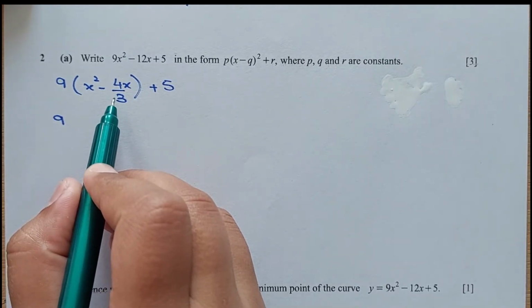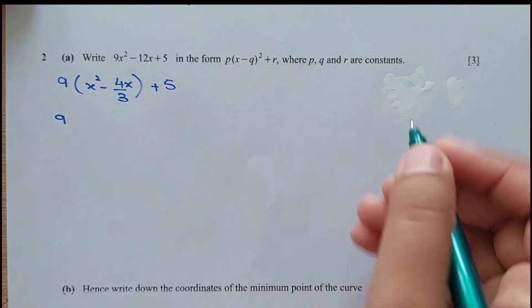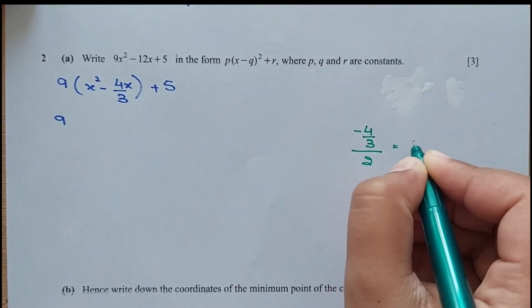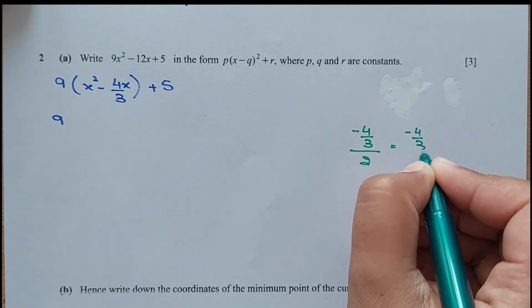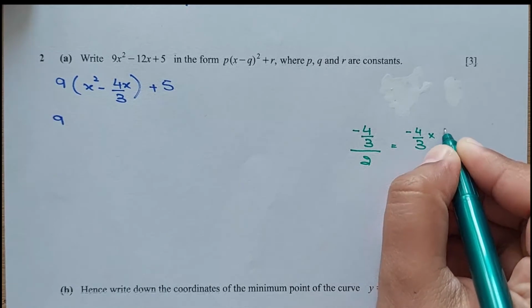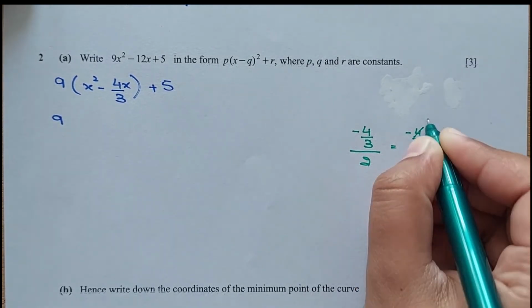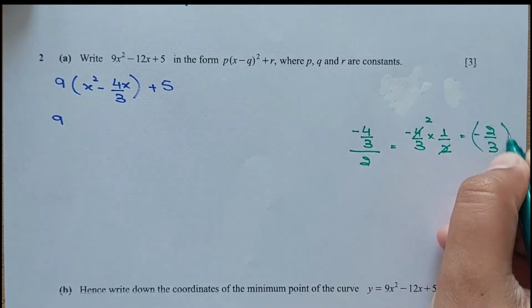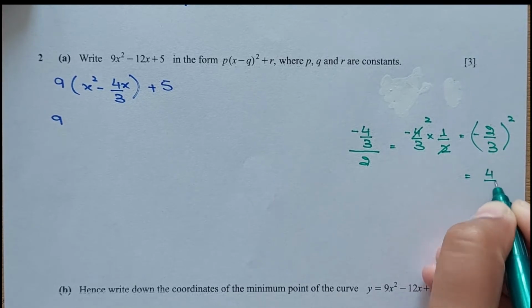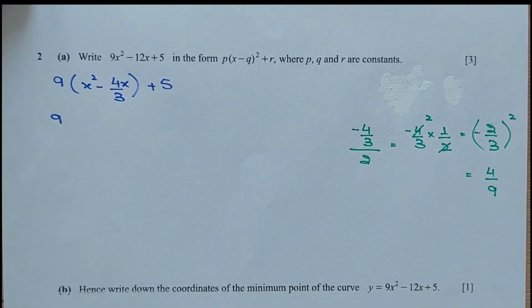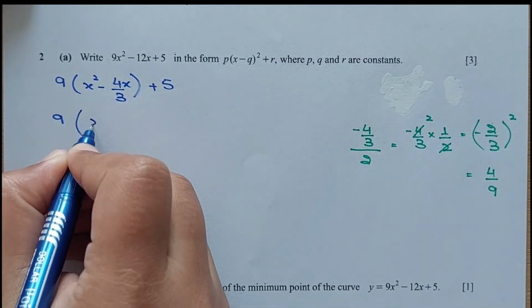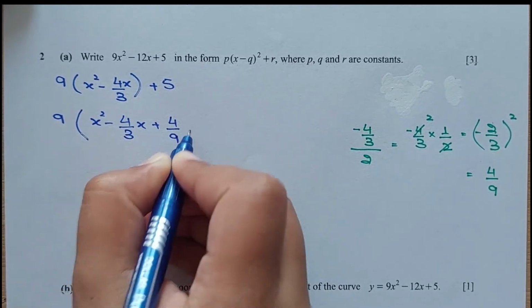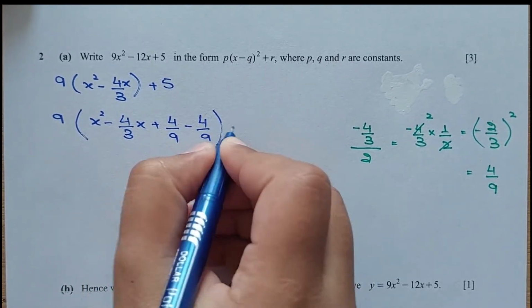In the next step we have to pick the coefficient of x, that is minus 4 divided by 3, and divide it by 2. So this is minus 4 by 3 times 1 by 2, the reciprocal. 2 times 1 is 2, 2 times 3 is 6, hence minus 2 by 3. Now taking its square, it equals 4 by 9. So add 4 by 9 and subtract 4 by 9 inside the bracket: x square minus 4 by 3x, adding 4 by 9 and subtracting 4 by 9, and then plus 5.